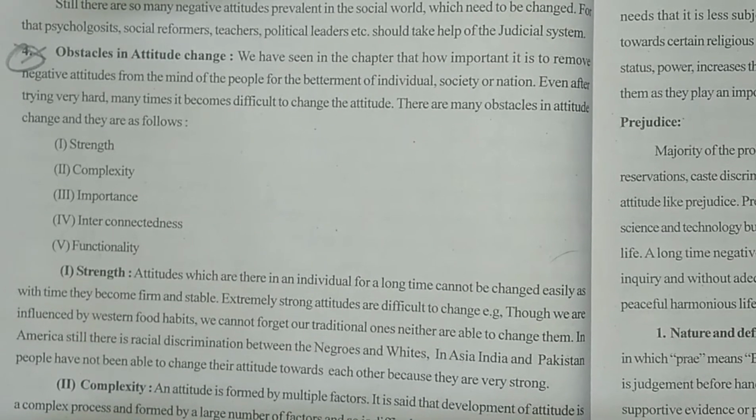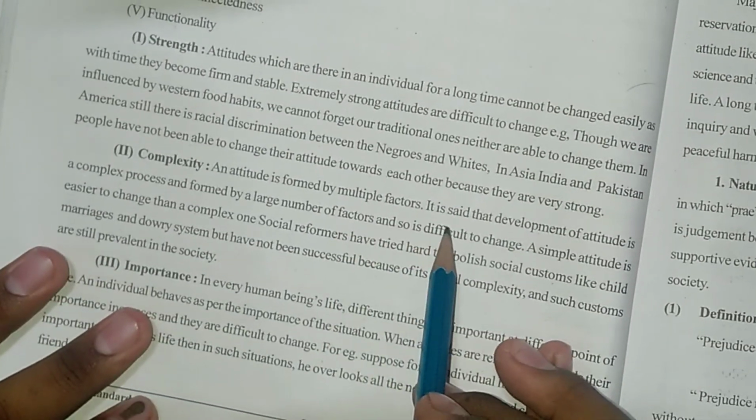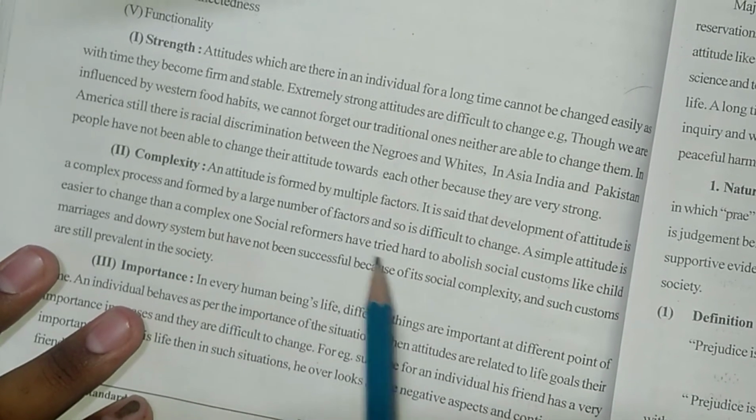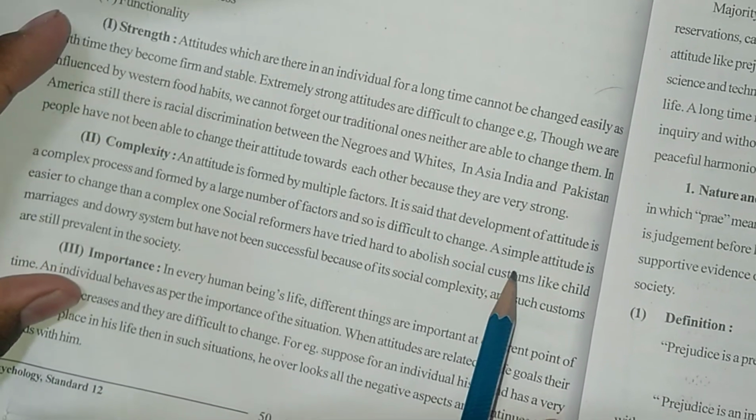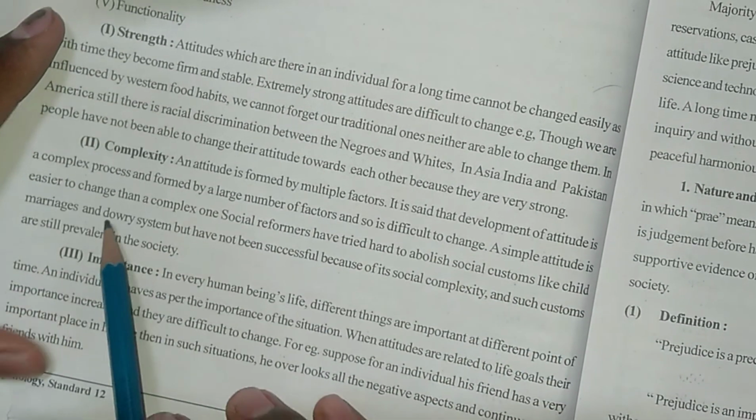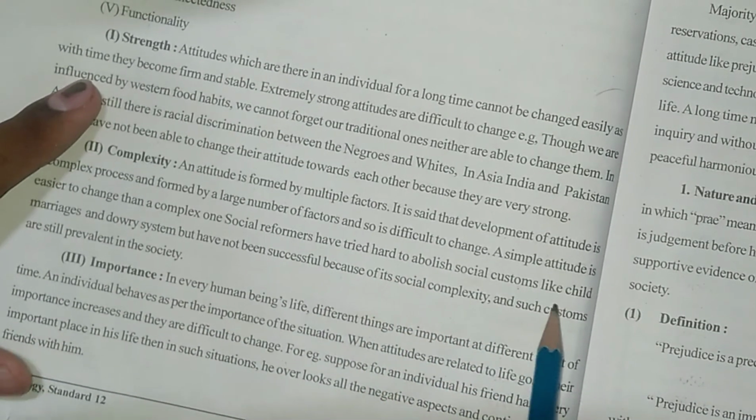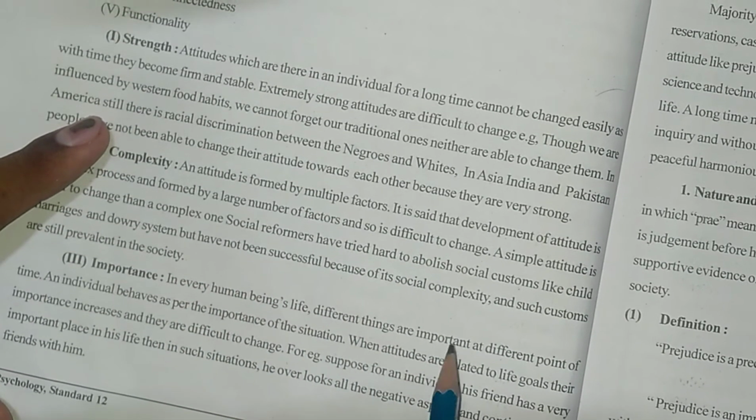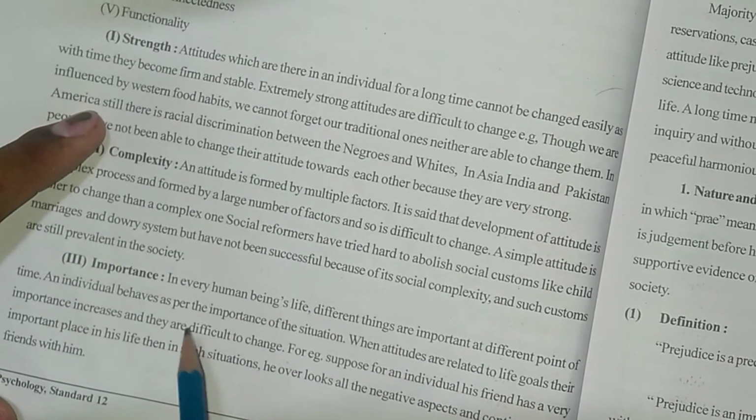Complexity. An attitude is formed by multiple factors. It is said that the development of attitude is a complex process formed by a large number of factors, and so it is difficult to change. A simple attitude is easier to change than a complex one. Social reformers have tried hard to abolish social customs like child marriage and the dowry system, but have not been successful because of their social complexity, and such customs are still prevalent in society.